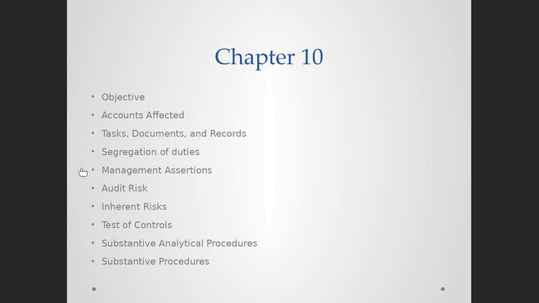And then when we discussed the substantive procedure and the test of controls, we went through the management assertions that are tested and how they are tested, right? So these are all good places to ask you questions from. And if you understand, the questions are not going to be at all difficult for you to answer.